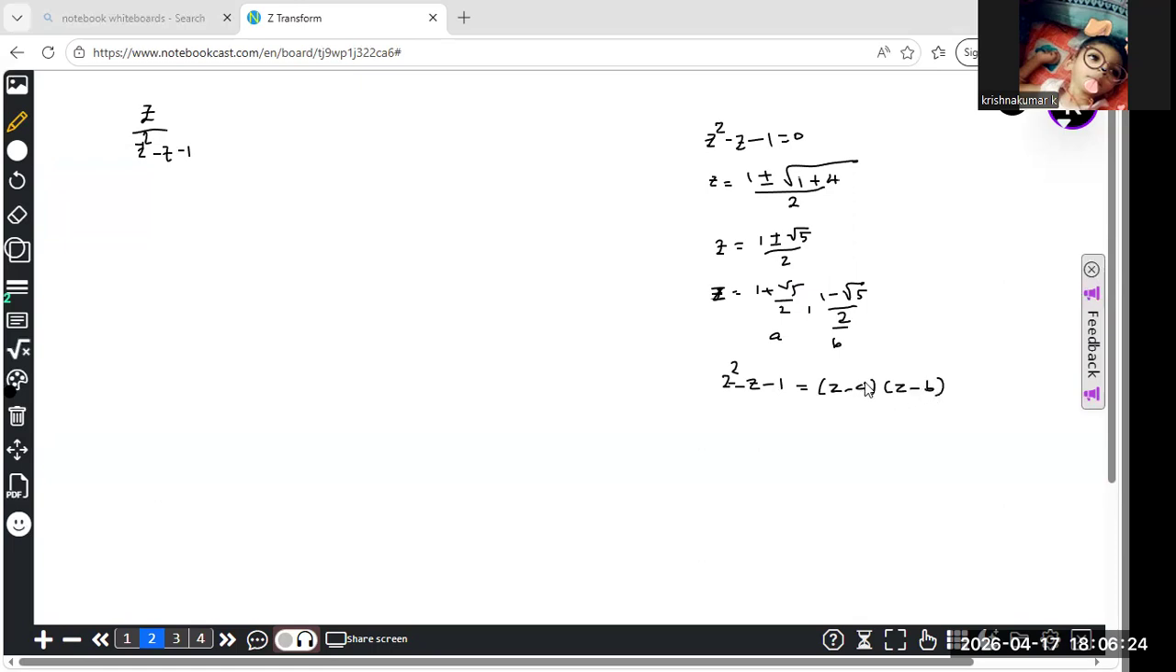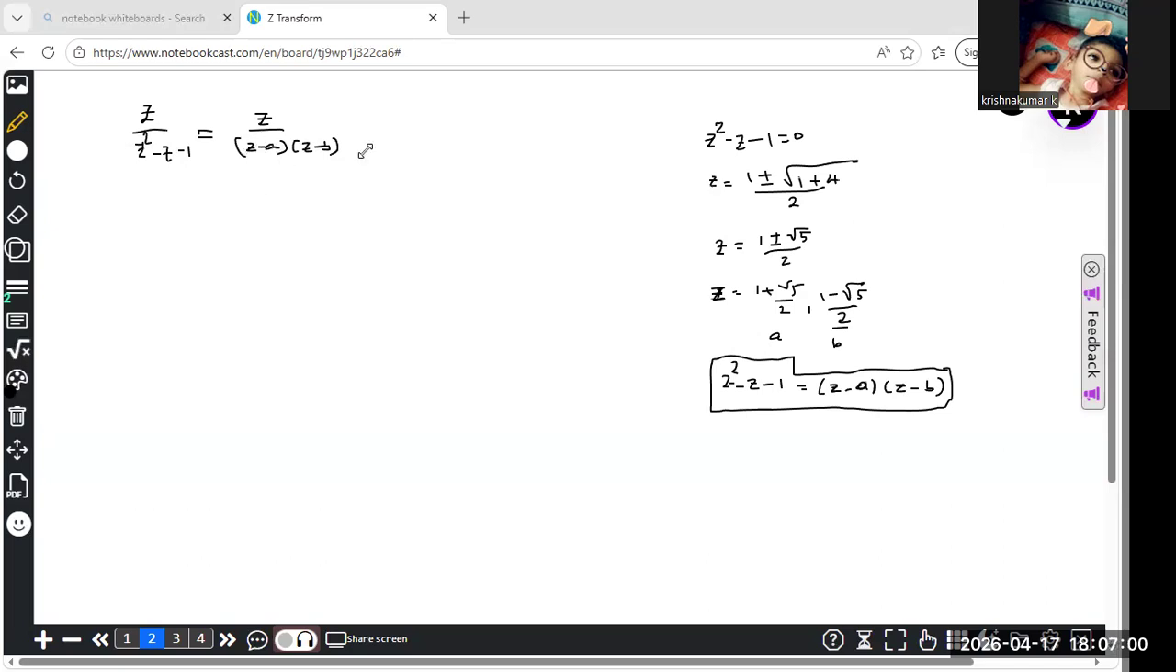Okay, this is z, this is also z. But at the end we can replace this a by this expression and b by this expression. So right now you just take these factors. So z divided by z square minus z minus 1 can be written as z divided by (z minus a) into (z minus b). Okay, this is our factorized form.